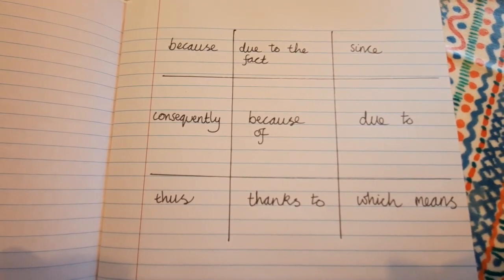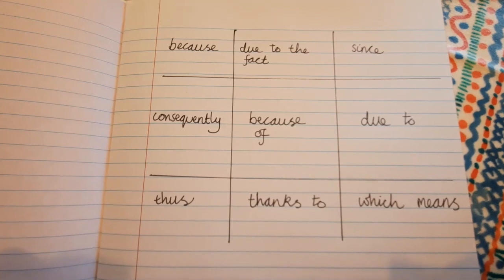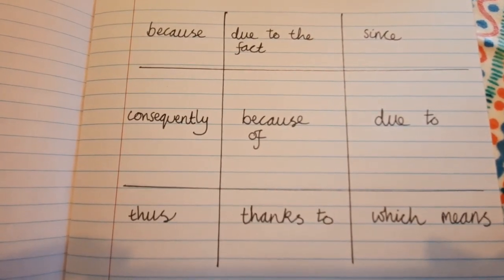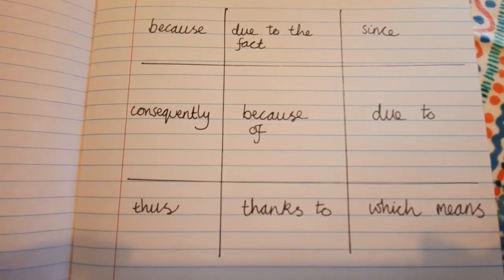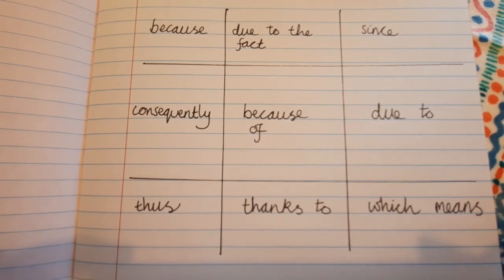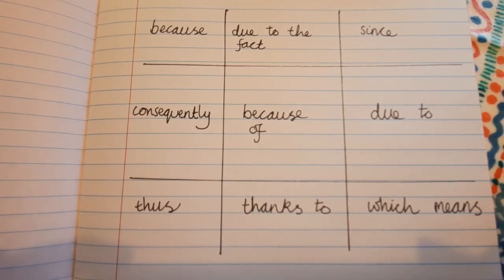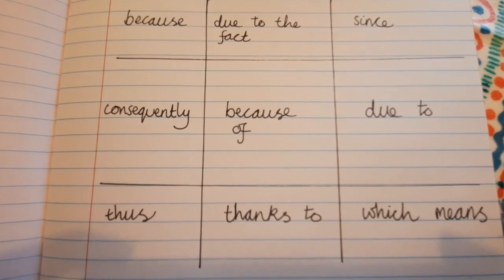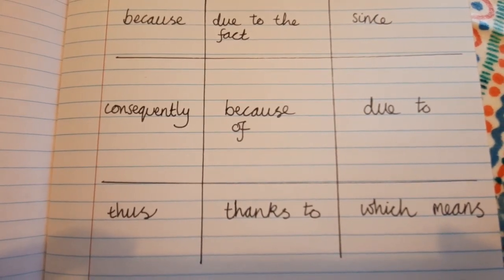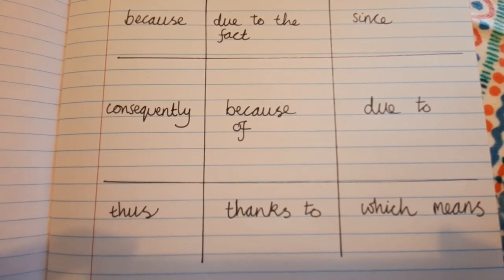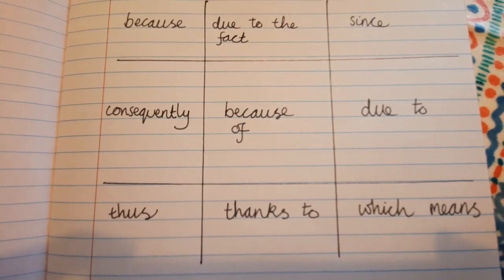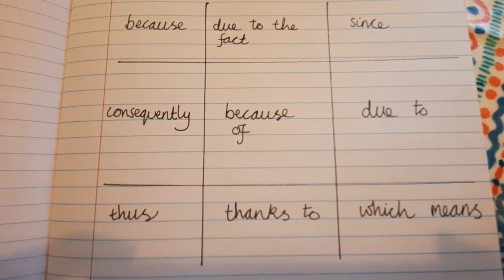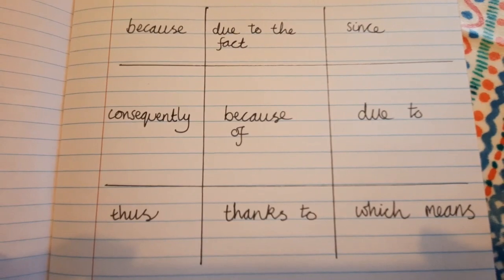The important thing is that you've got your 9 boxes and that you copy, zoom in a little bit more, these conjunctions. So we've got because, due to the fact, since, consequently, because of, due to, thus, thanks to, and which means. Pause the video now and make sure you copy those down.